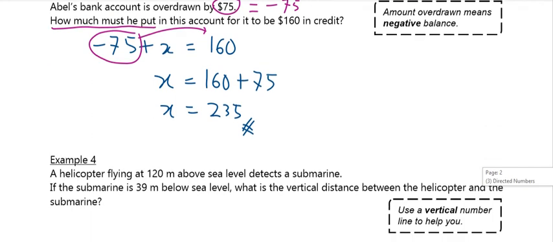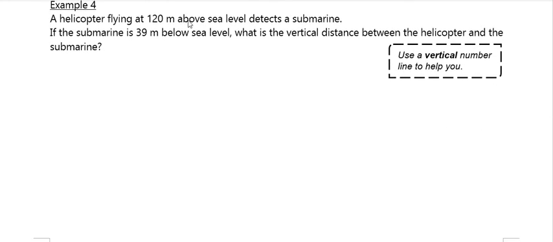And then last but not least, a helicopter. A helicopter flying at 120 meter above sea level detects a submarine. If the submarine is 39 meter below sea level, there's a difference here, above sea level and below sea level. What is the vertical distance between the helicopter and the submarine? Okay, so let's represent this by using a number line, specifically a vertical number line, and usually for sea level you use 0.